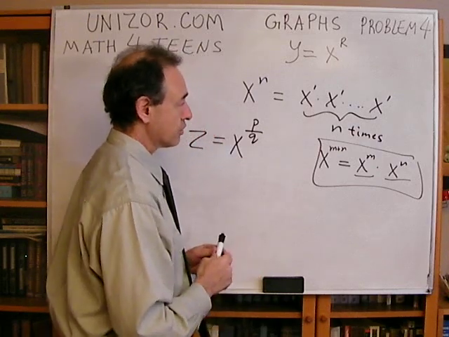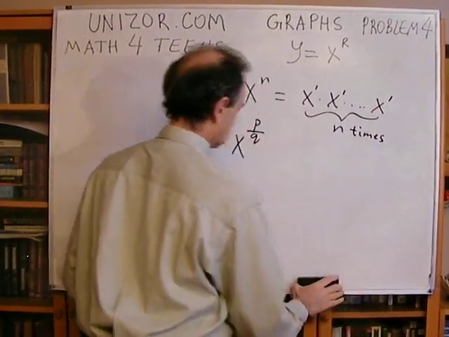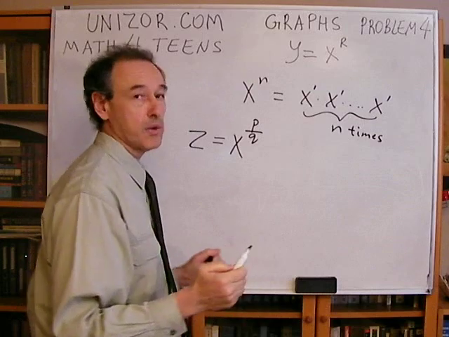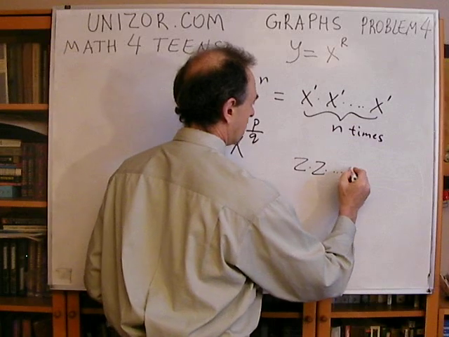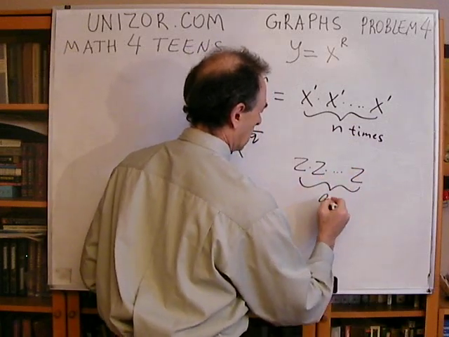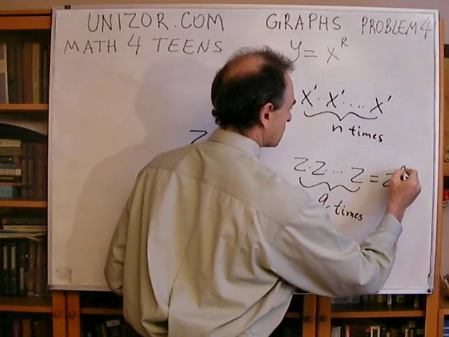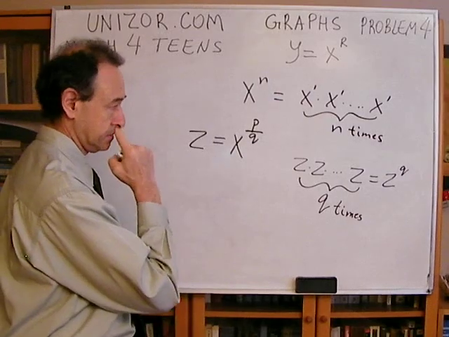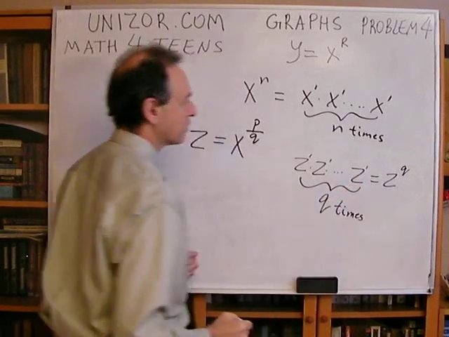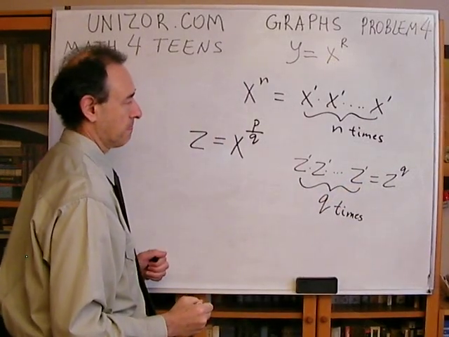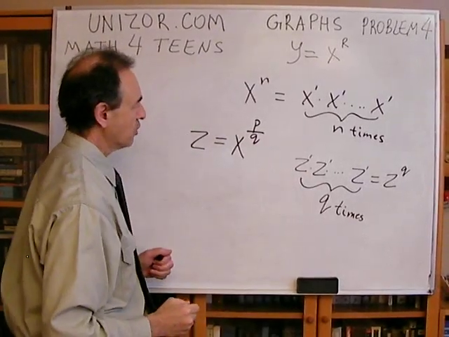Now, if this is true, let's do it in this particular case. What if I have z times z, etc., times z, q times? It should be equal to z to the power of q. Right? So these powers are added together. Now, what is z? Z is x to the power of p over q.